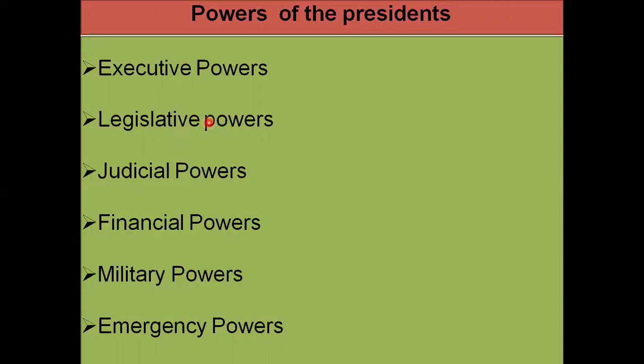These are all the main financial powers. Next, military powers. The President is the supreme commander of all defense forces: Army, Navy and Air Force. The President of India takes responsibility for the declaration of war. He declares war and peace on the recommendation of Parliament. He is the right person for the declaration of war and the maintenance of peace.